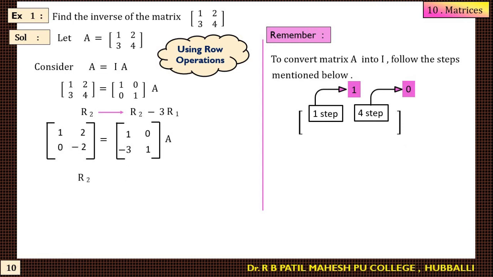Second row changes to minus half R2. The number is minus 2. Therefore, this entire row is divided by minus 2. Now, what you will get if you do this operation? So, first row, no changes. Therefore, 1, 2. And second row, 0 divided by minus 2. It is a 0 only.